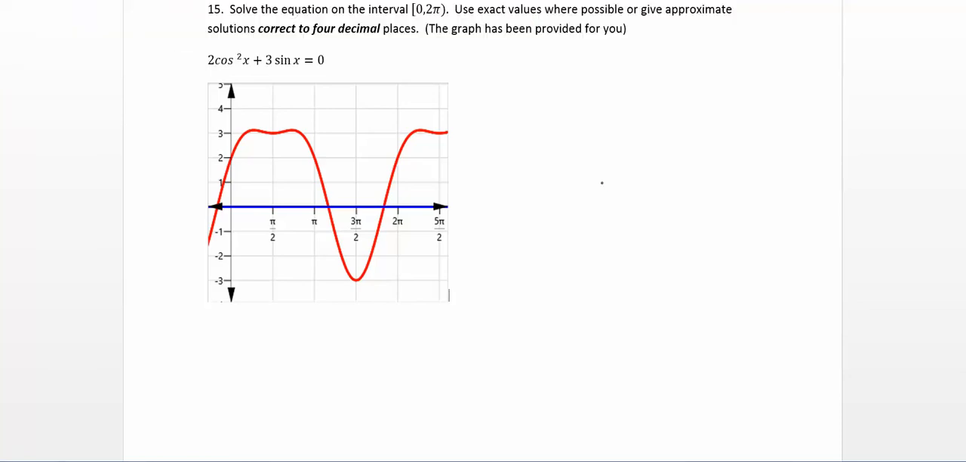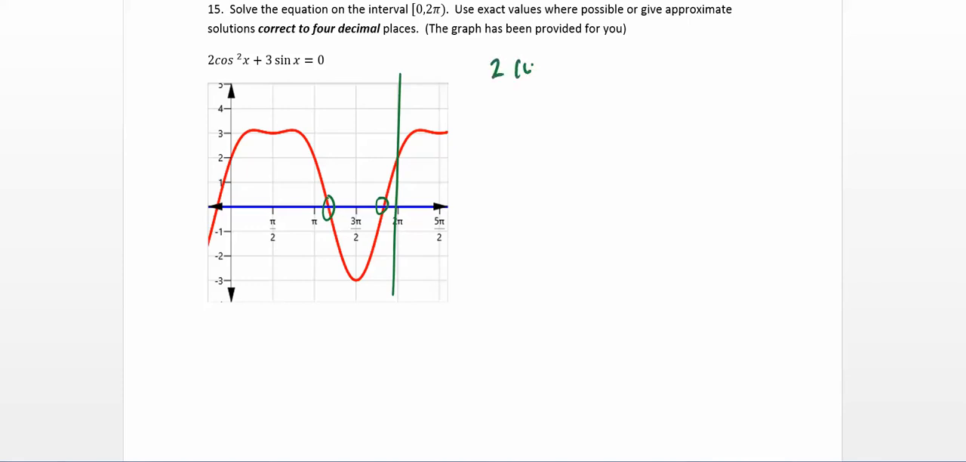Okay, so for this one, solve on the interval of 0 to 2 pi, give the exact values, or decimal places when appropriate. And the graph has been provided for you. So it looks like from 0 to 2 pi, right? Here's the 2 pi mark, okay? I'm only looking for two solutions here. So I gave you the graph. So we're going to work with this, okay?